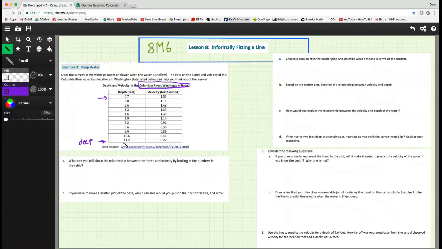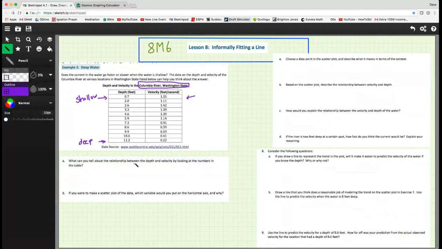11 feet deep. That's higher than my head. I'm about 6 feet tall, a little over 6 feet. And this would be shallow. This would be like just over your ankles, 0.7, less than a foot deep. So the water over here is faster. This is fast, 1.55 feet per second, and down here it's 0.22. So that's slower.